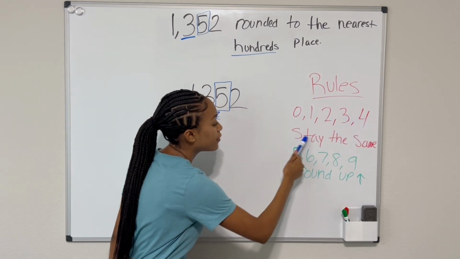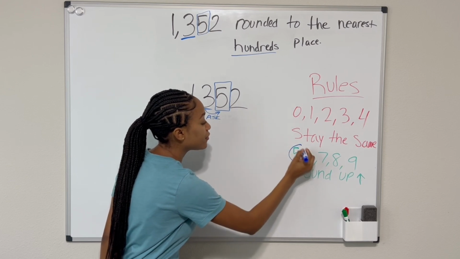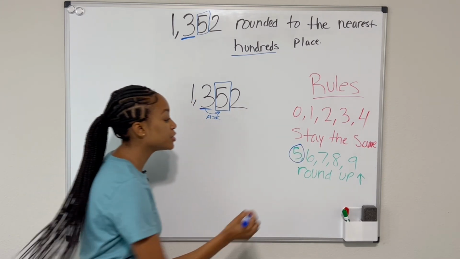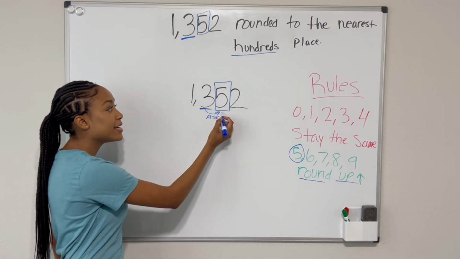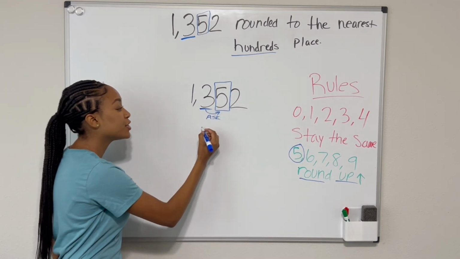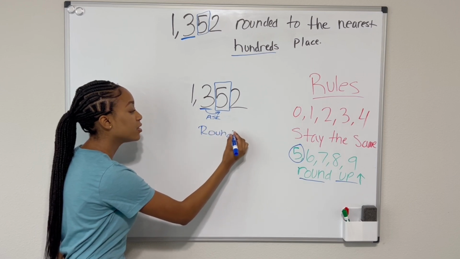Because my neighbor is a 5, I'm going to look at my rounding rules and find a 5. Here's a 5. The 5 tells me to round up. So I asked my neighbor, and my neighbor said, hey, 3, you're going to round up.